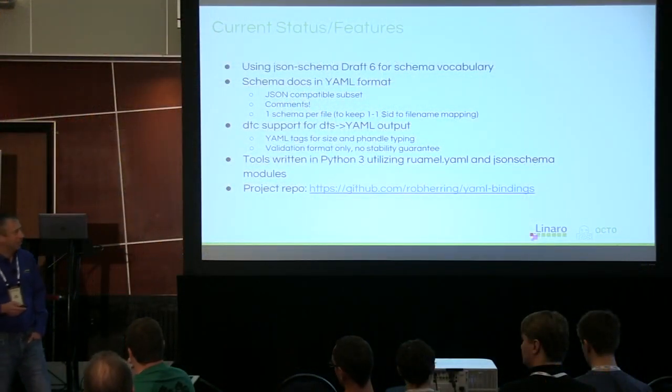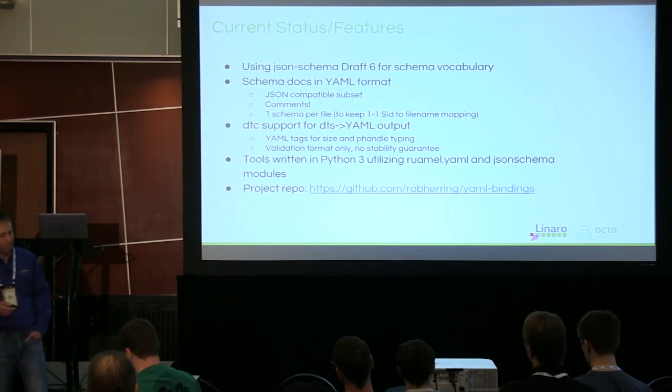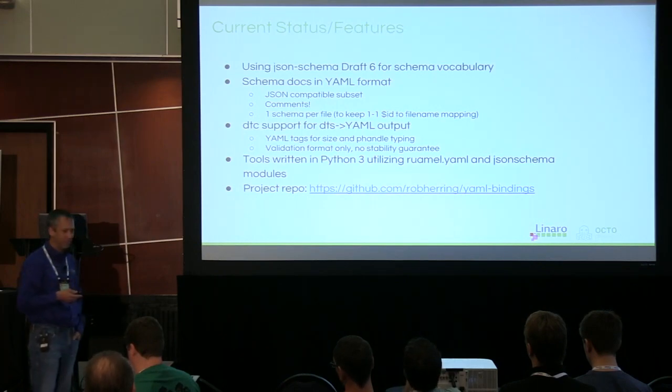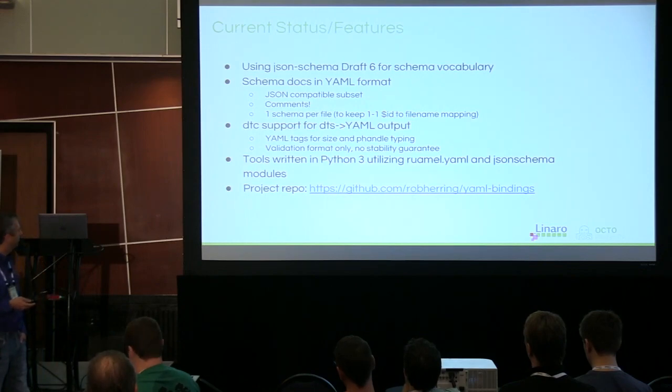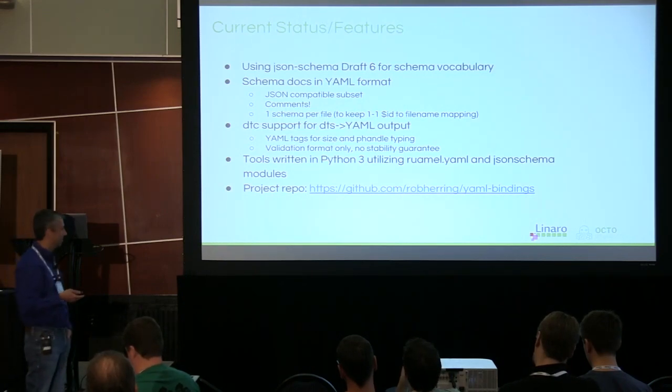All right, so current status of where I'm at on this. We're using JSON schema draft 6. They're up to, I think, draft 7 is out and working on draft 8 already. Schema docs are in YAML format, so they're not actually JSON, but it's a JSON compatible subset, YAML.